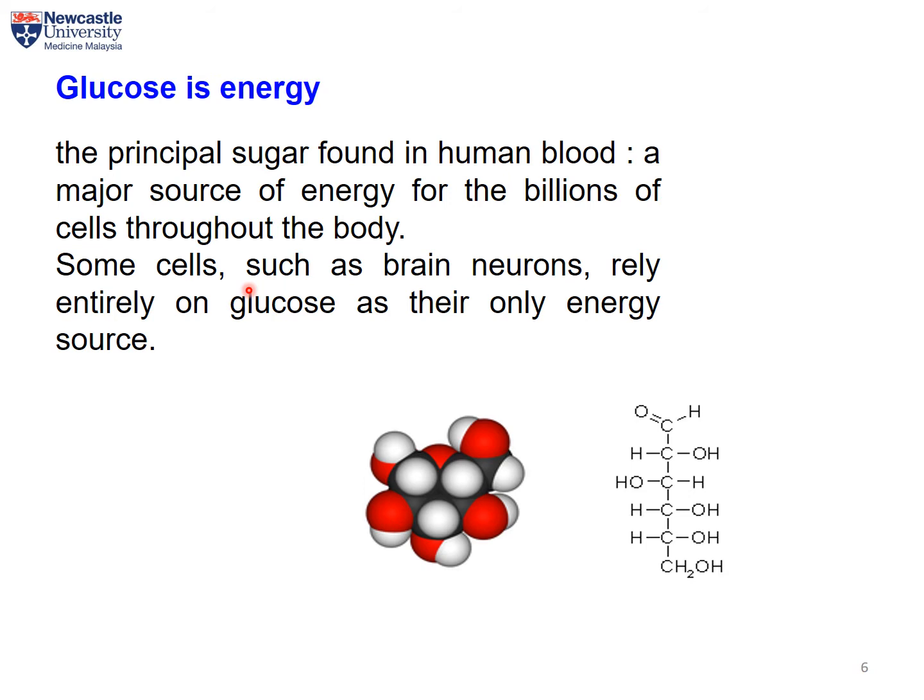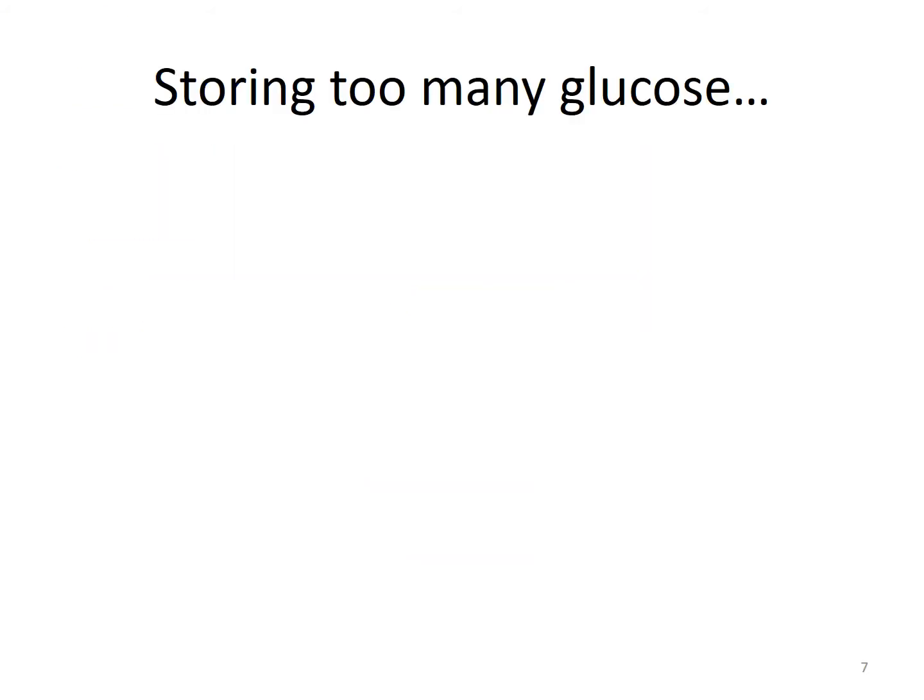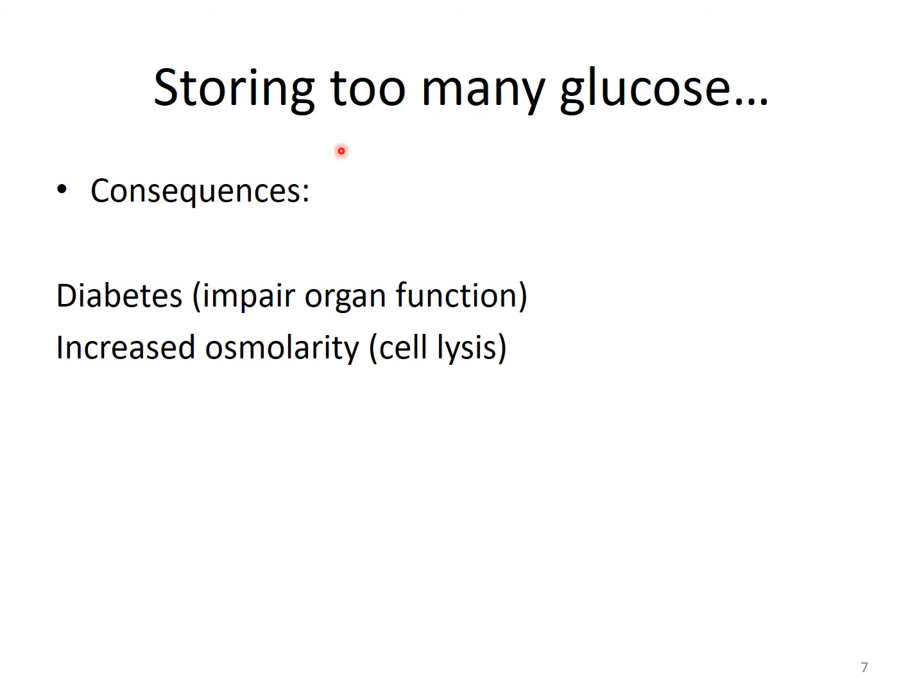But think about this, about 20% of our glucose goes into the brain, which is quite a lot, given that the weight of the brain is only about 2% of our total body weight. So, what will happen if we store too much glucose in our body? First of all, it is going to cause diabetes, which can impair our organ function, such as kidney failure, and even worse, it can lead to an increased osmolarity within the cells, leading to cell lysis.